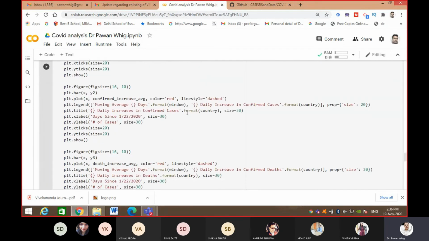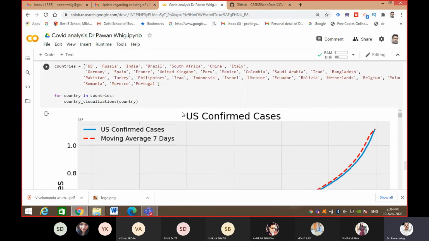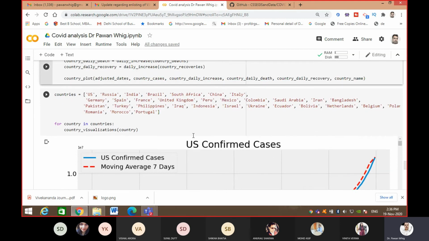Now the last, very important one. This is very important for us. Here we selected the US as the country, which is why the data set of the US is shown here. But you can have Russia, India, Brazil. You can see it for any country you want. You just have to name that country over here, and you can visualize that country.